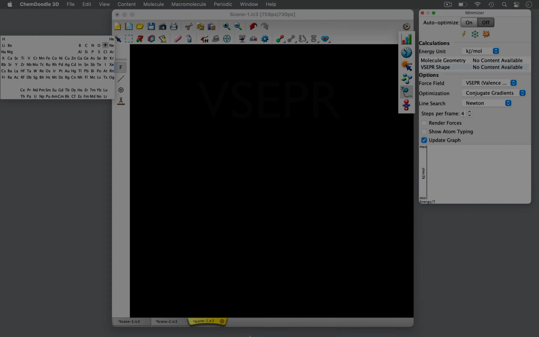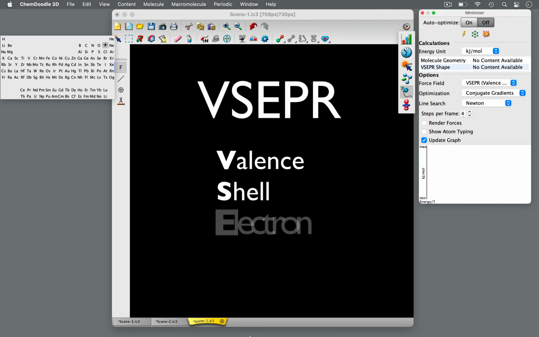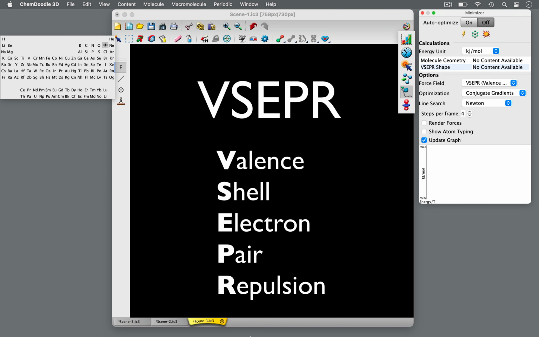Let's learn about VSEPR theory and the octahedral geometry. VSEPR, which stands for valence shell electron pair repulsion, is a model that predicts the geometry of molecules based on the valence shell electrons about a central atom. The electron pairs and bonds, or lone pairs, repel one another to maximize their distance from each other.